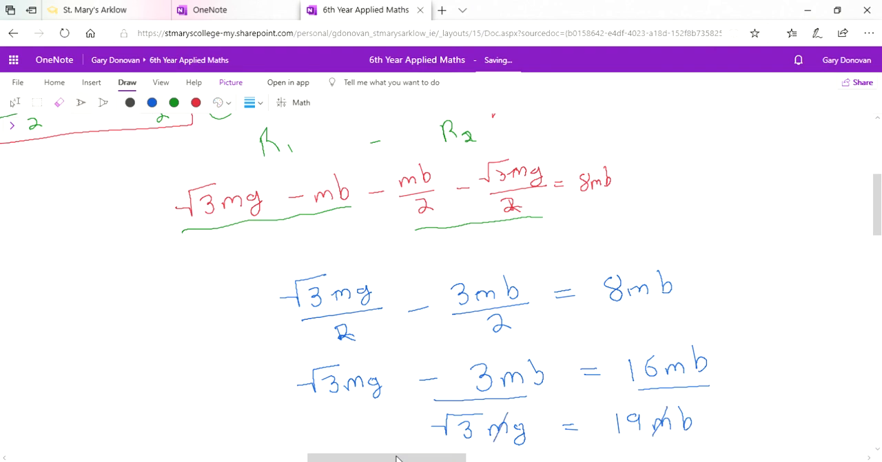The m's cancel, and we're looking for b. b equals root 3 g over 19. And that's your answer. Meters per second squared is your unit.